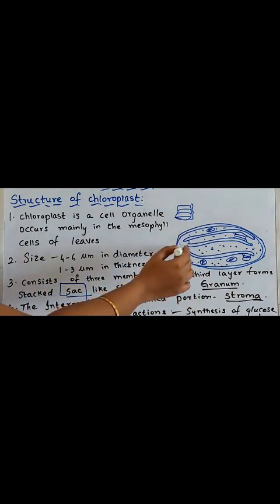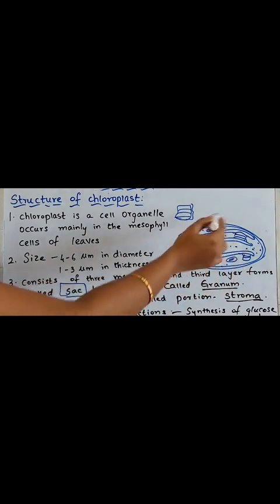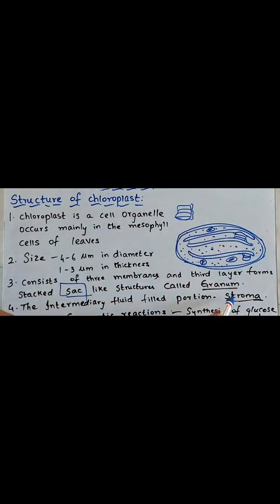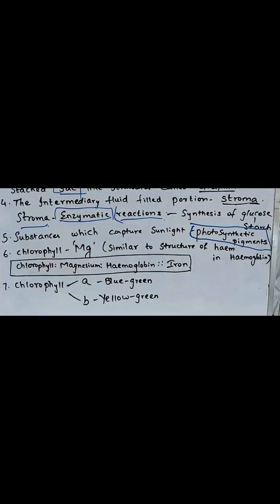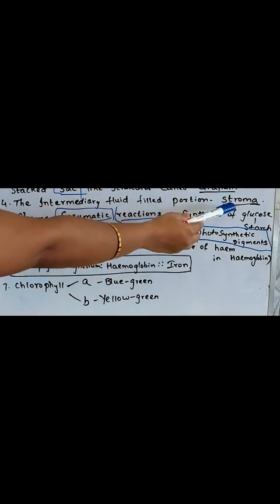The intermediate fluid portion, the shaded part which is present inside, is known as stroma, and this stroma is similar to the cytoplasm present in the cells. And in the granum, light dependent reactions will take place, which we are going to discuss in the mechanism of photosynthesis. The fluid portion which is present here, the shaded part, the inside fluid, we call it stroma.